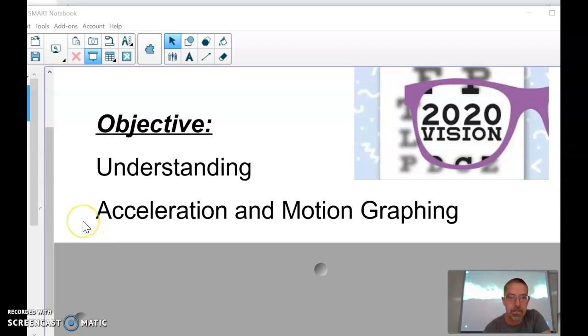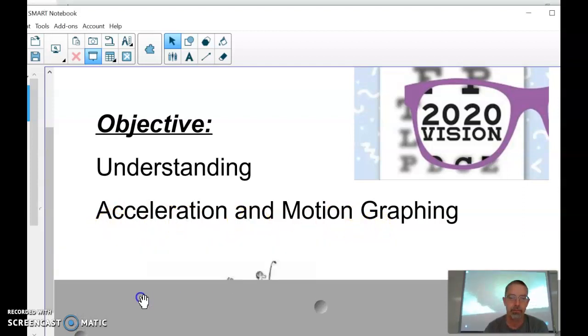If you recall, yesterday we talked a little bit about velocity, and those of you who are in class did some labs, and those of you who are out of class worked on some problems. And we're going to probably flip-flop that a little bit on Thursday. But what we're going to be looking at today is building upon velocity and talking about acceleration and how we graph motion. Okay, so we're going to build upon that a little bit.